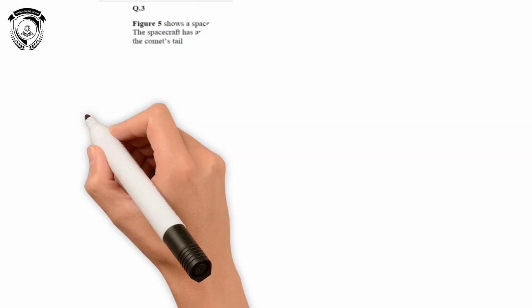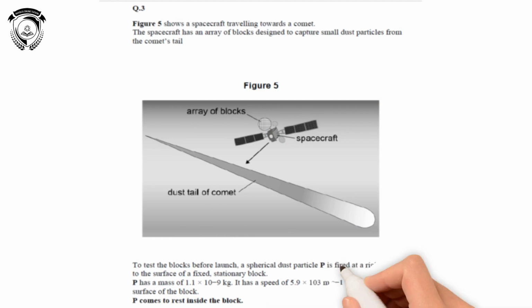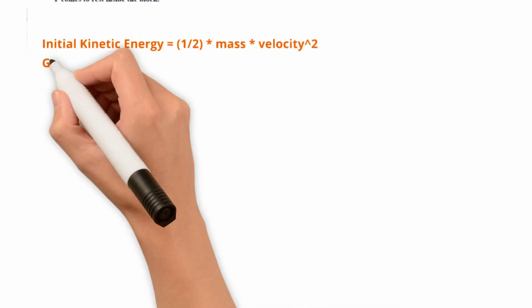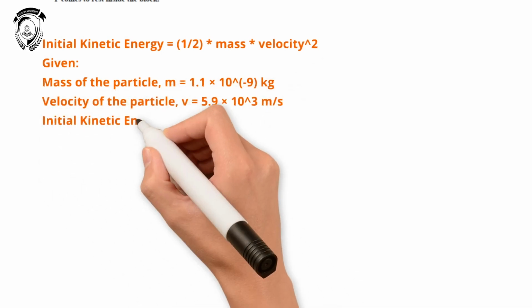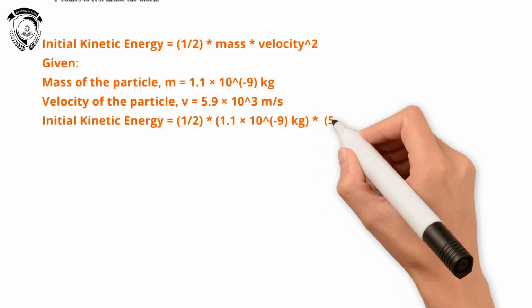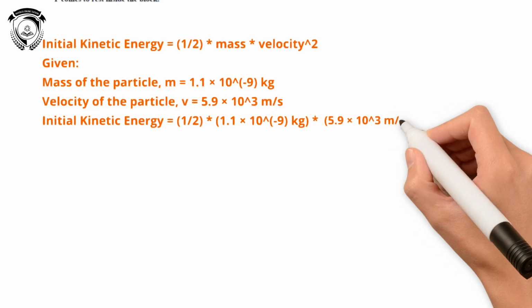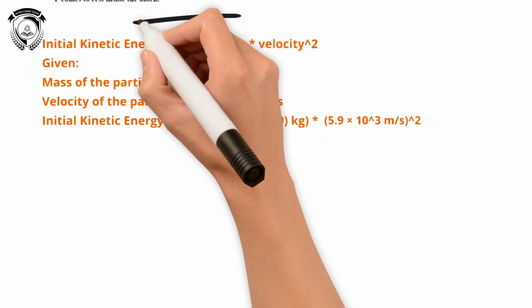Next question, Figure 5 shows a spacecraft traveling towards a comet. The spacecraft has an array of blocks designed to capture small dust particles from the comet tail. To test the blocks before the launch, the spherical dust particle P is fired at right angles to the surface of a fixed stationary block. P has a mass of about 1.1 times 10 raised to power minus 9 kg, and a speed of about 5.9 times 10 raised to power 3 meters per second when it hits the surface of the block, and P comes to rest inside the block.